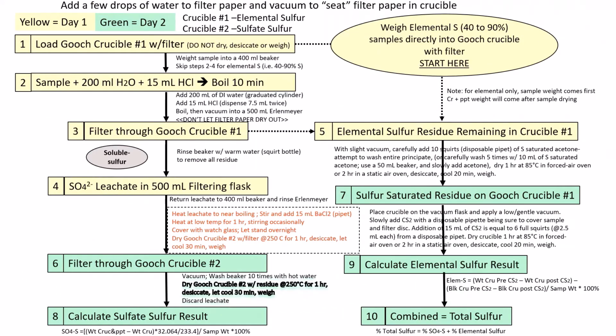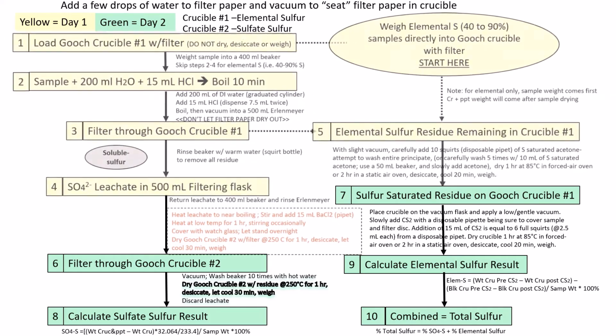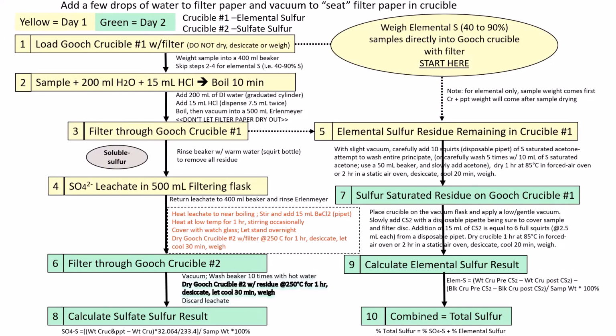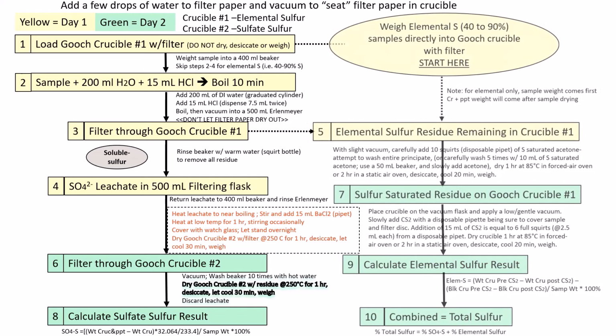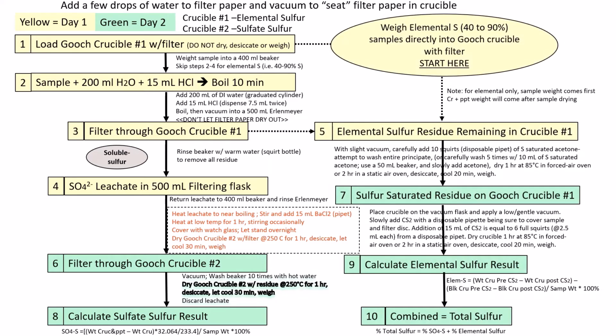This flowchart is illustrating the recommended workflow for a typical two-day gravimetric sulfur analysis. Day 1 includes sample weighing, preparation of sulfate leachate, and elemental sulfur residue. Day 2 includes performing the filtration of sulfate precipitate and elemental sulfur analysis using carbon disulfide wash. If only elemental sulfur analysis is required, no sulfate analysis is needed.